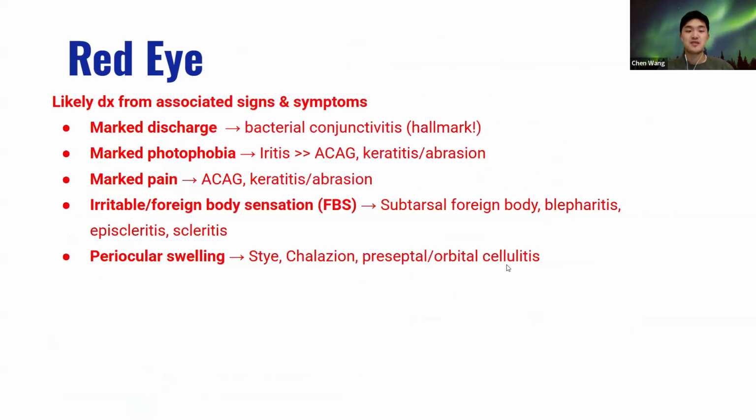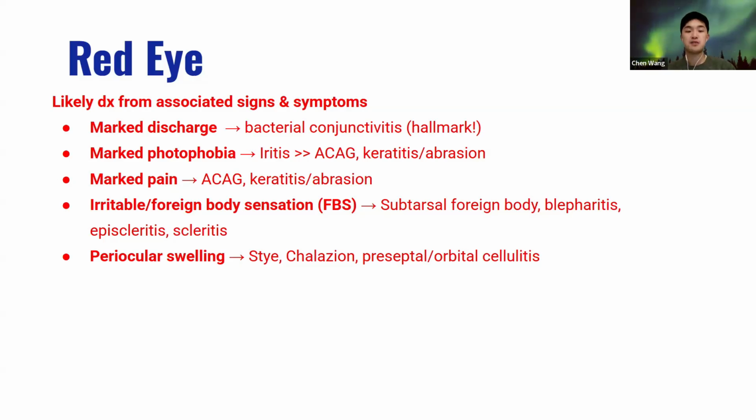And these are some of the key differentials from the associated signs and symptoms. If you're short on time, just go through the buzzwords I showed before in this slide. So if they have a lot of discharge, think about bacterial conjunctivitis. If they have a lot of photophobia, think about anterior uveitis and iritis, and also acute angle closure glaucoma as well. If they have a lot of pain, that's a key symptom for acute angle closure glaucoma.